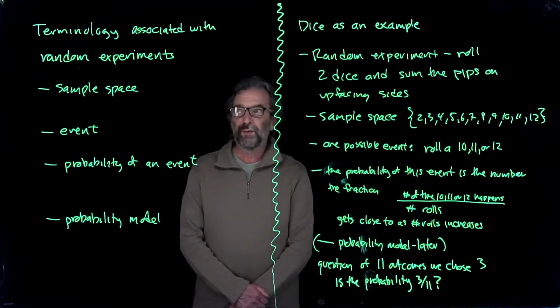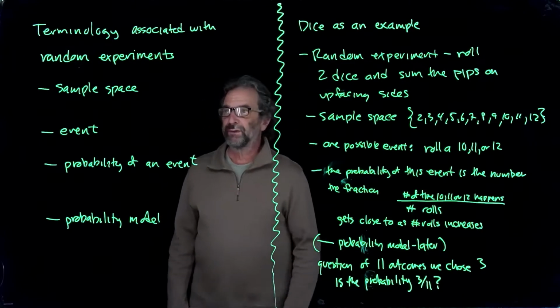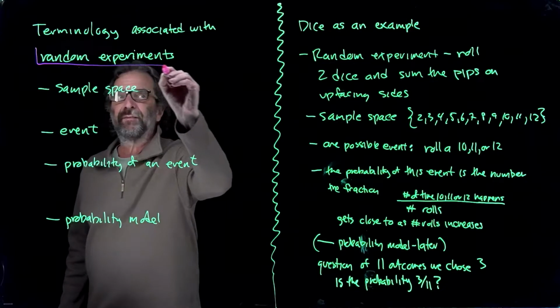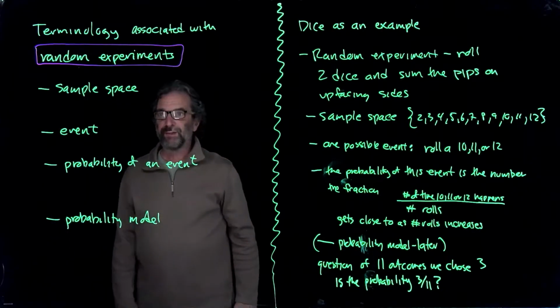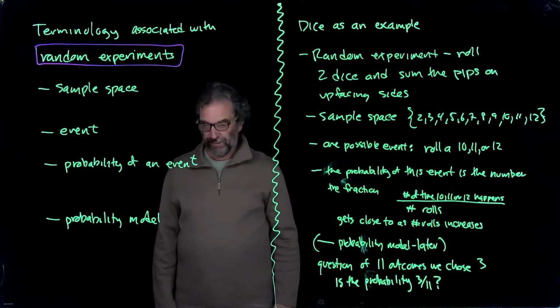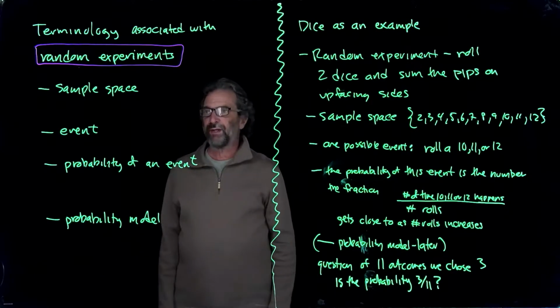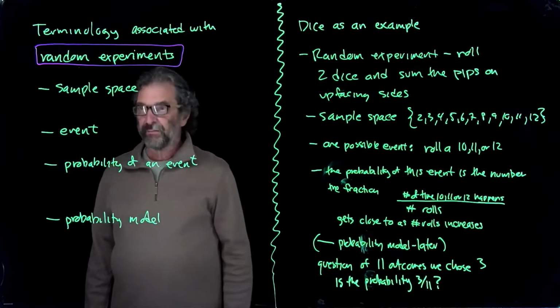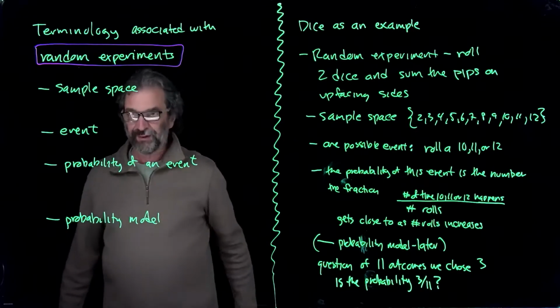So we're going to talk about some terminology associated with random experiments. A random experiment is any experiment where you can't predict the outcomes. Some things feel more random than others, but life is pretty much random. That's weird. So the terminology associated with life, I suppose you could say that.